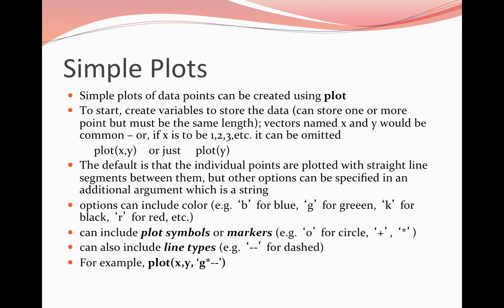So for example, you could say plot x comma y, assuming that you've created your x and y vectors that store the x and y coordinates of your points, with a third argument that says, as a string, g asterisk dash dash. What that will do is plot green asterisks with a dashed line in between those individual points.